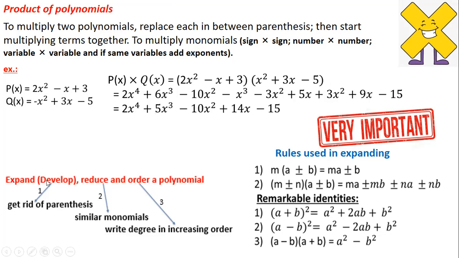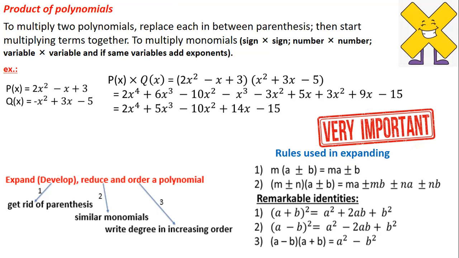So to expand or develop, reduce and order a polynomial, we follow these 3 steps. We get rid of parentheses, we add or subtract similar monomials, we write the degrees in increasing order.